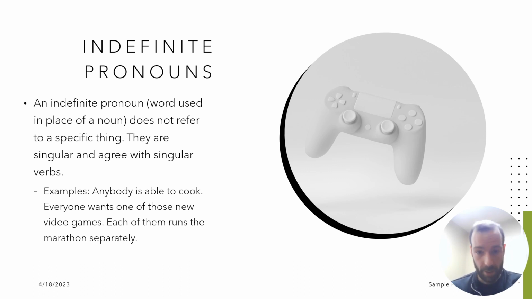Anybody is able to cook. Okay? So even though anybody could be a lot of different people, we're treating it in the sentence as if it's any one particular person, singular noun, gets a singular verb.